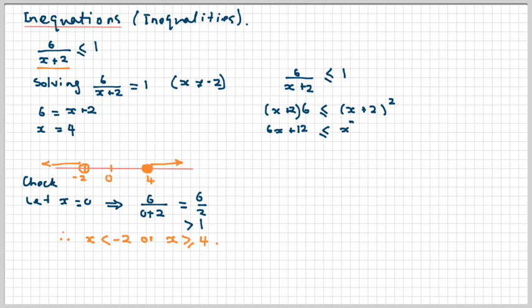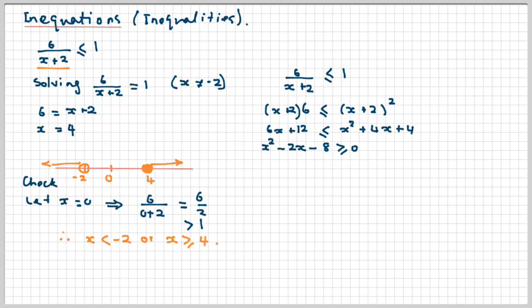That gives me x squared plus 4x plus 4, and rearrange. So that gives me x squared minus 2x minus 8 is greater than or equal to 0. Hopefully I got that right.